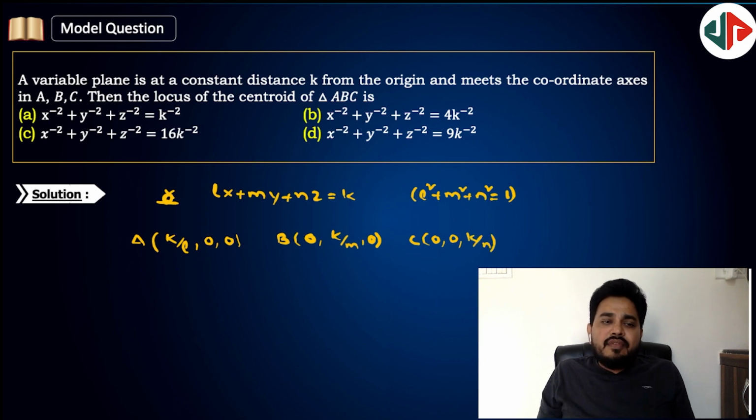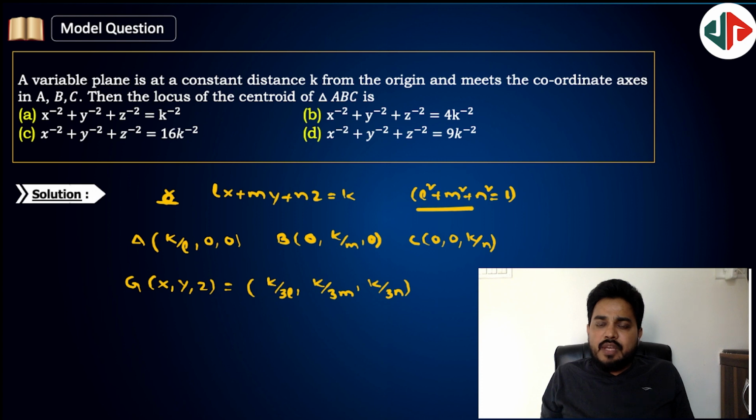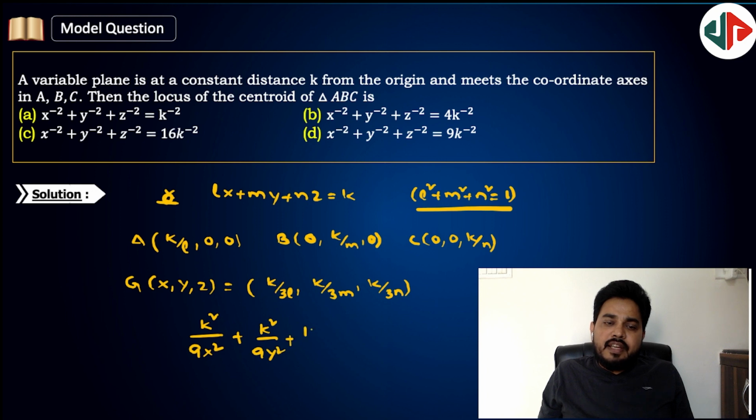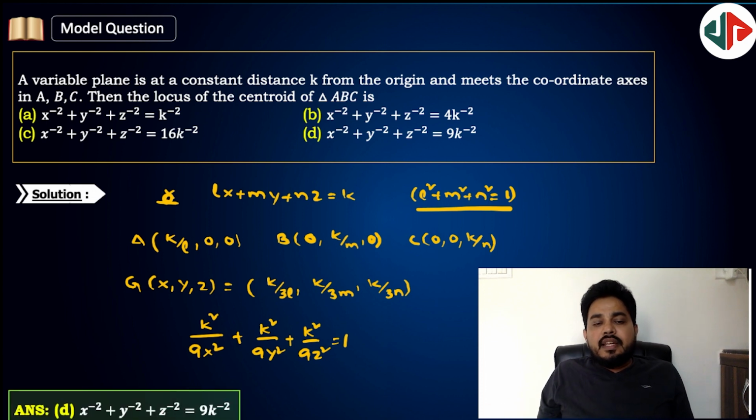Now, the centroid of this triangle is x comma y comma z, which is equal to k by 3L, k by 3M, k by 3N. What we have, L square plus M square plus N square is equal to 1. So, k square by 9x square plus k square by 9y square plus k square by 9z square is equal to 1. So you will be getting the answer x power minus 2 plus y power minus 2 plus z power minus 2 is equal to 9 will go this side, k will come this side.